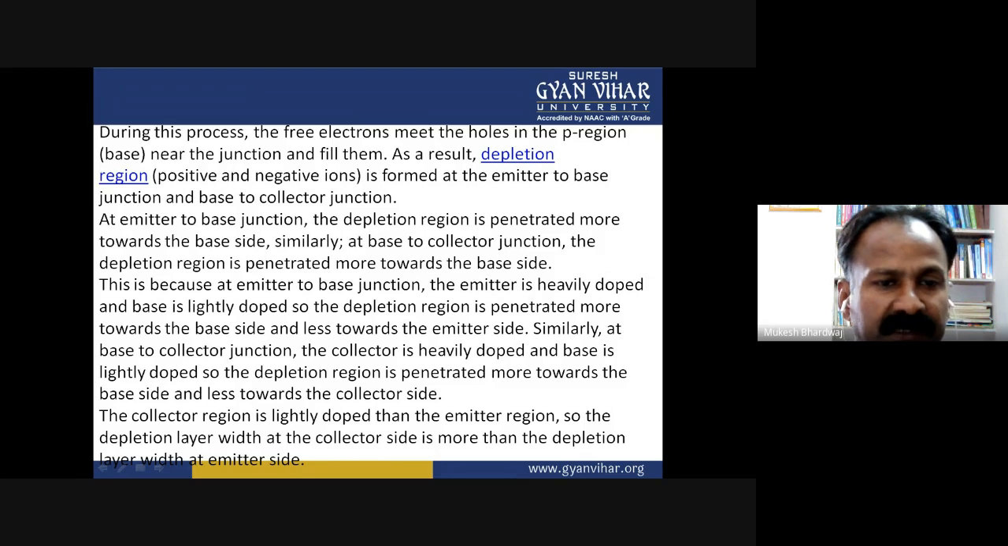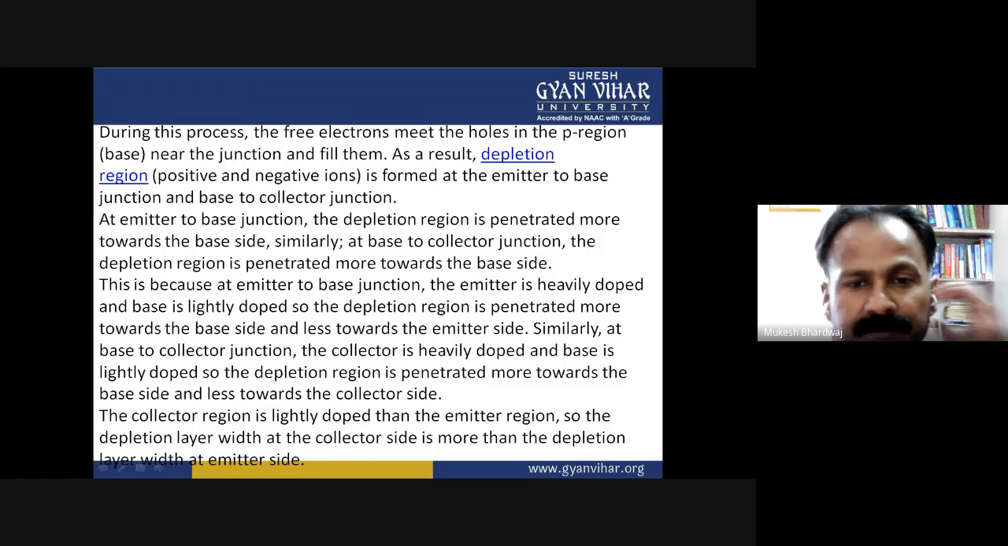The collector region is lightly doped compared to the emitter region. So the depletion layer width at the collector side is more than the depletion layer width at the emitter side. As you have seen in the diagrammatic representation, the width of the depletion region towards the collector side is more than the depletion width towards the emitter side. This is the reason, because the area of the emitter is large.